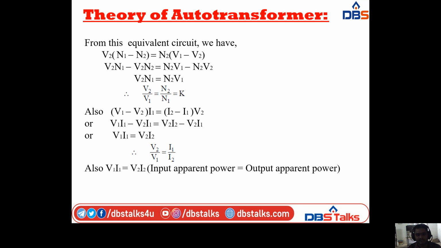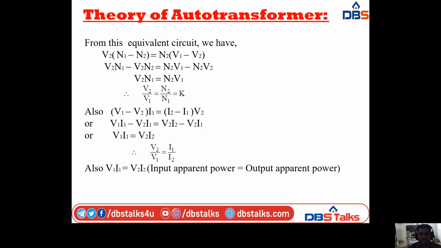Also, from the equivalent diagram we write (V1 minus V2) into I1 is equal to (I2 minus I1) into V2. So V1 I1 minus V2 I1 is equal to V2 I2 minus V2 I1. We can write this equation as V1 I1 equal to V2 I2. Here V1 I1 is the input apparent power and V2 I2 is the output apparent power.